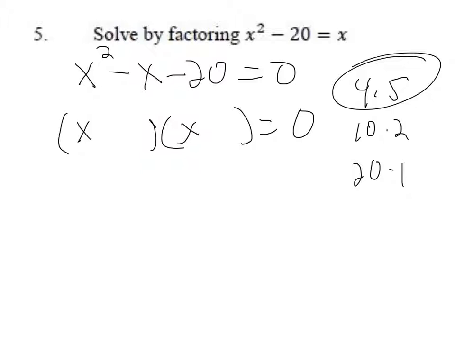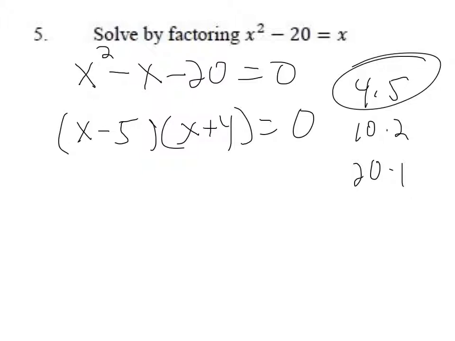I'm going to have the 5 be the negative because I want to have a negative left. So negative 5, positive 4. Do a quick check. Let's see. Positive, I got x squared. That's easy. And I got negative 20. That's easy. Negative 5, positive 4 is negative 1. So we factored it correctly.